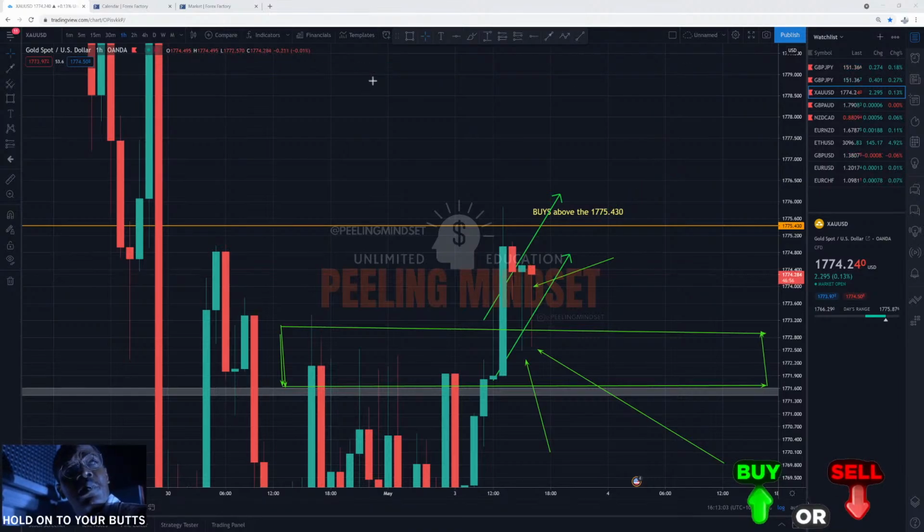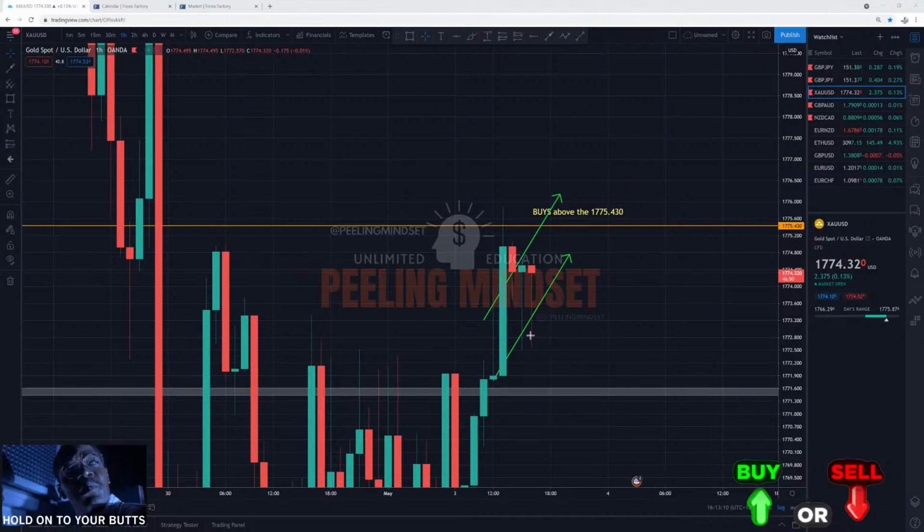Obviously, there isn't regular volume in the pair. We're seeing a lot of wicks here and there. So wicks are something we want to stay away from. It definitely tells us a story about the market, but this is something we want to stay away from. So we will see what we can do about it.